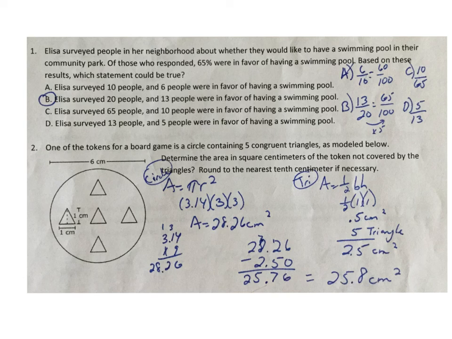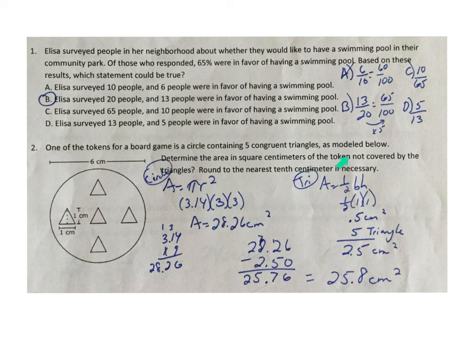On number 2, you're looking at the token, which is a circle. So you find that circle, look at the diameter, right here is 6. So you make sure you're using half of it for the radius of 3, because it's pi r times r. So 3 times 3 is 9. 9 times 3.14 gets you 28.26. That is the circle.